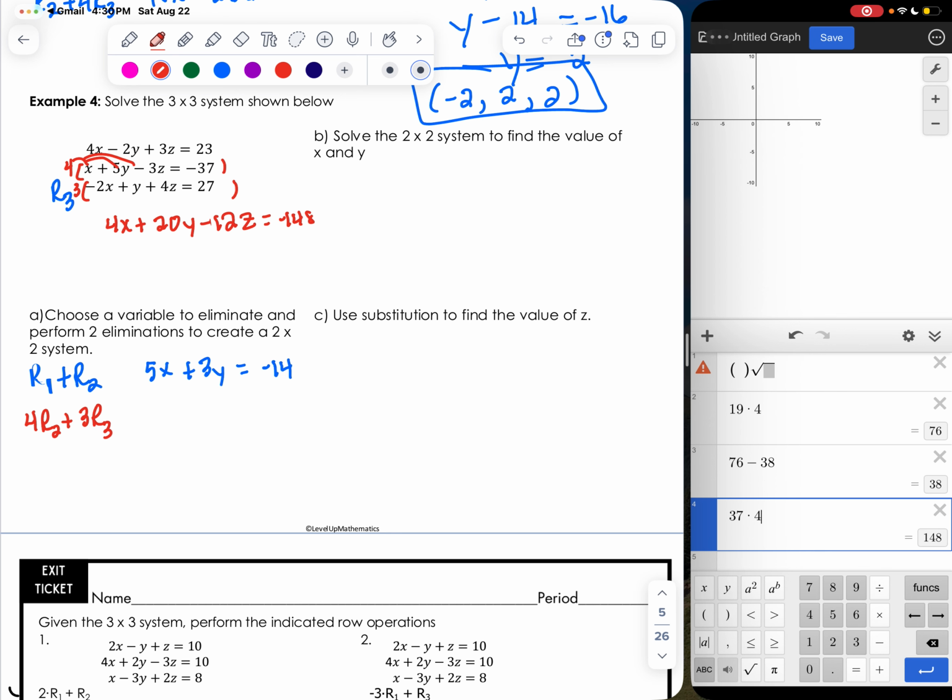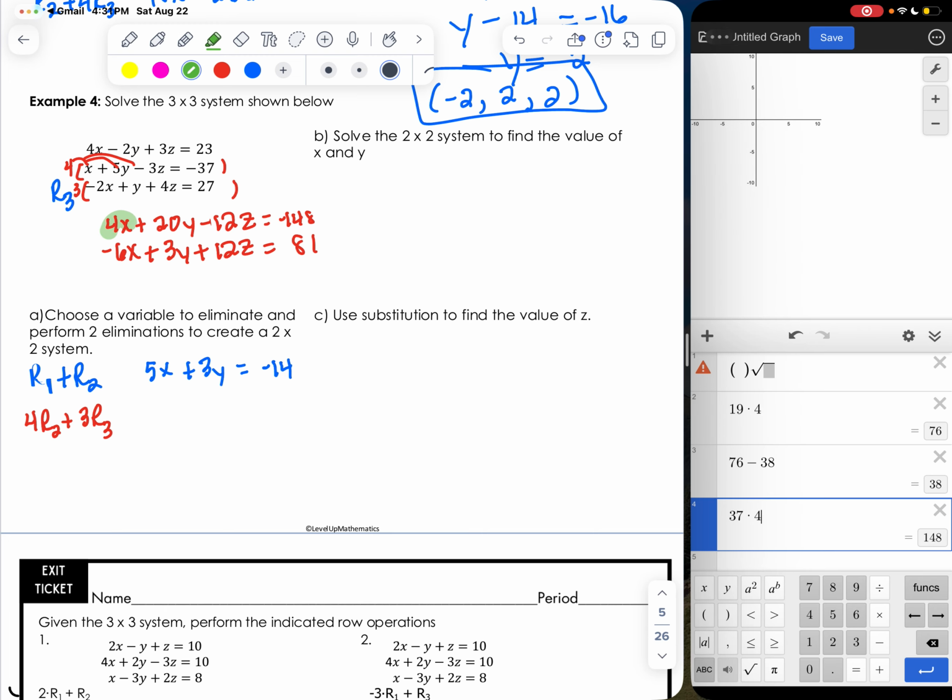Now multiply row 3 by 3. 3 times negative 2x would be negative 6x. 3 times y would be 3y. 3 times 4z would be 12z. And 3 times 27 would be 81. Now that you've multiplied row 2 by 4 and row 3 by 3, now you can combine them.